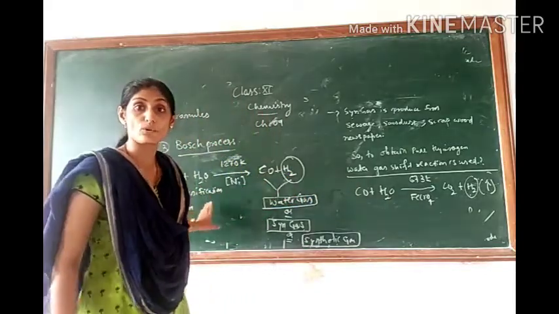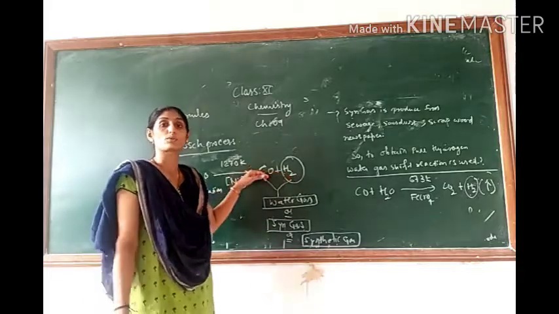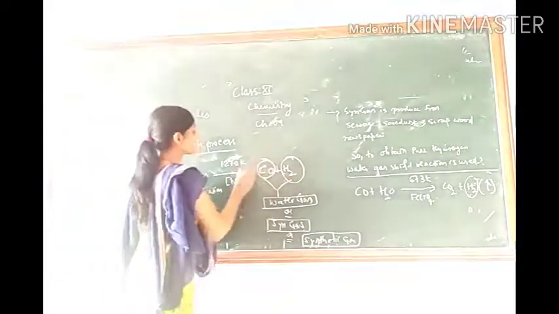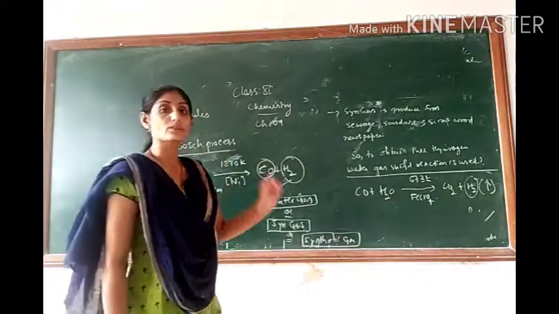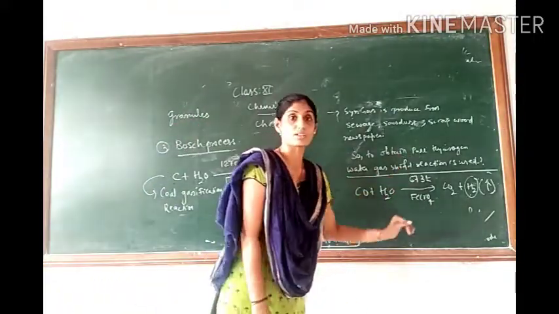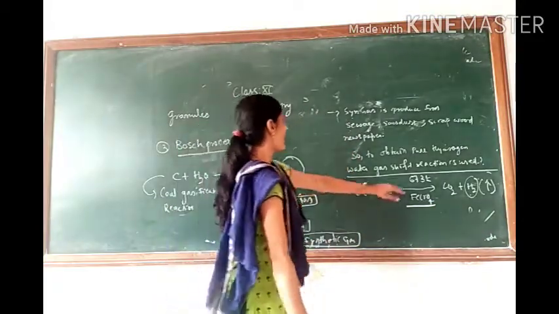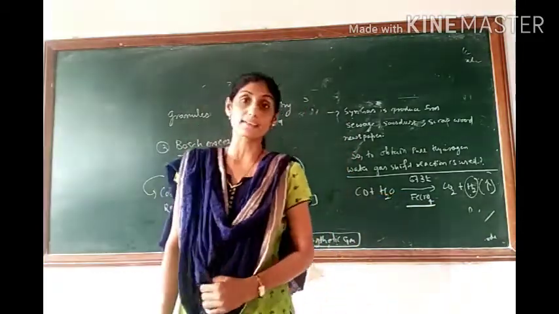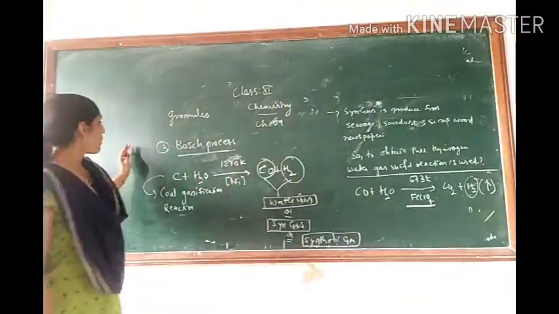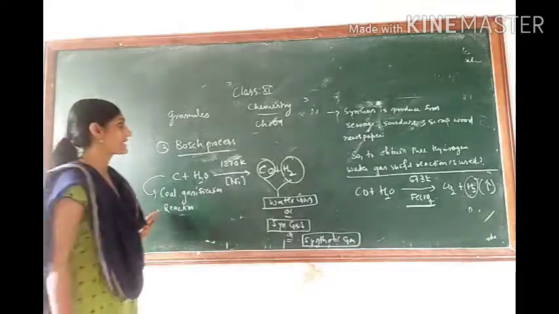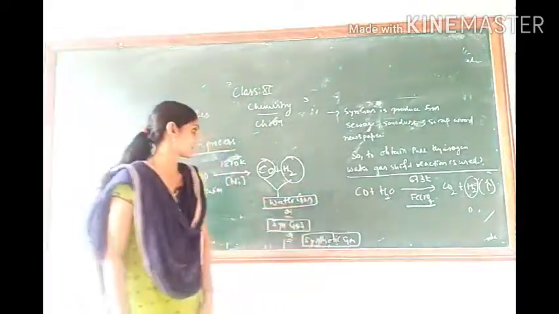Why use this after coal gasification? Because there we get a smaller amount of hydrogen and a larger amount of carbon monoxide. To remove the carbon monoxide and increase the amount of hydrogen, we use the water gas shift reaction, where we use iron chromate as a catalyst, and the temperature we maintain is 673 Kelvin. So that is about the Voss process or coal gasification, and the second process which we have learned is the water gas shift reaction.